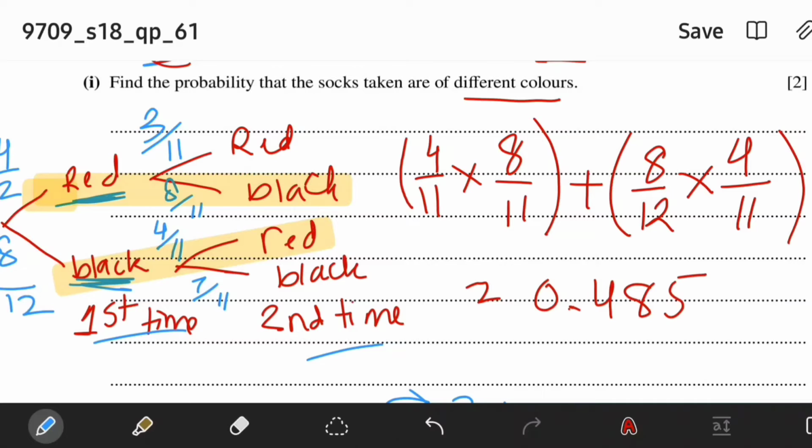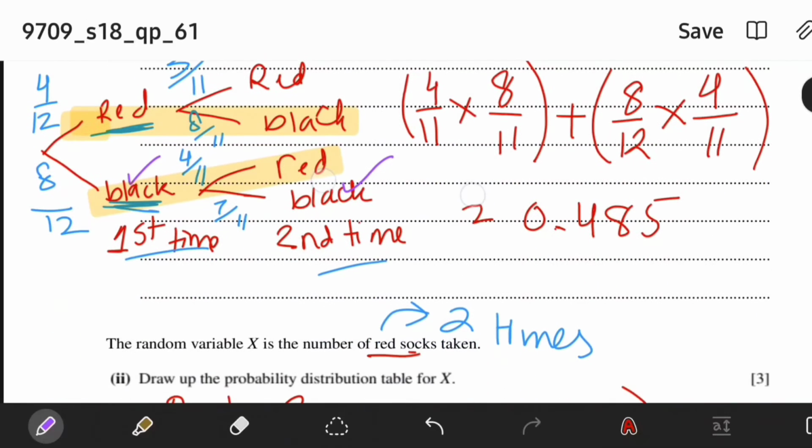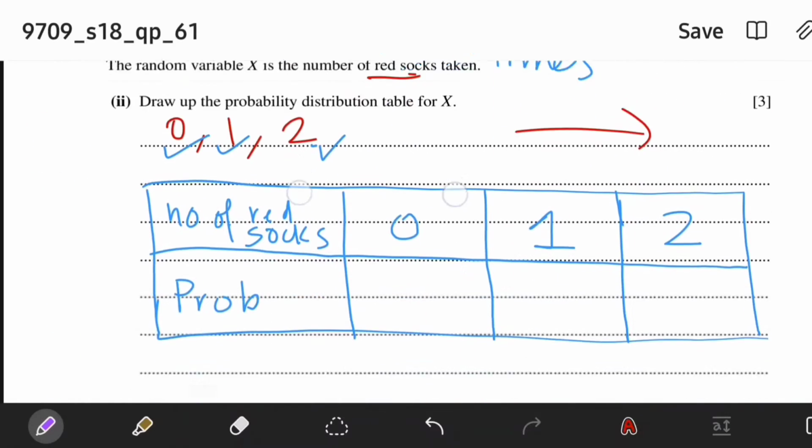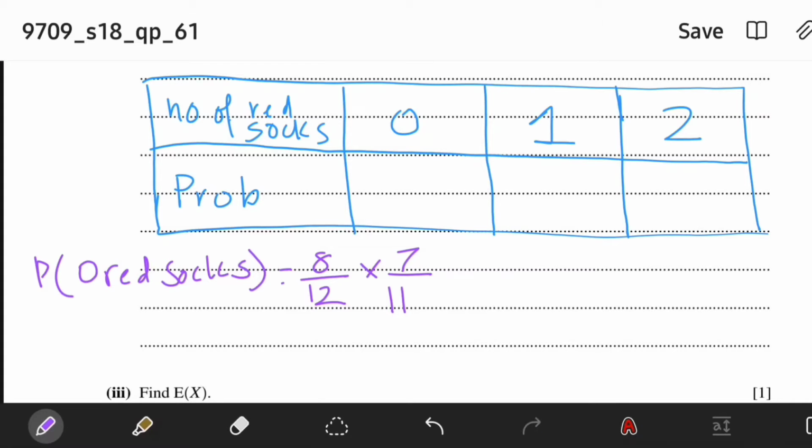For 0 red socks, let me show you this, and this probability will be used since both black socks were taken. So for both black, 8 over 12 and 7 over 12, you just have to multiply. Probability of 0 red socks, 8 over 12 into 7 over 11, which is 14 over 33.